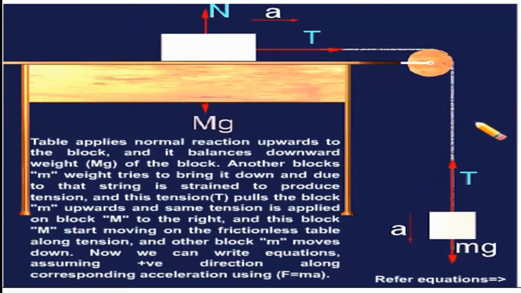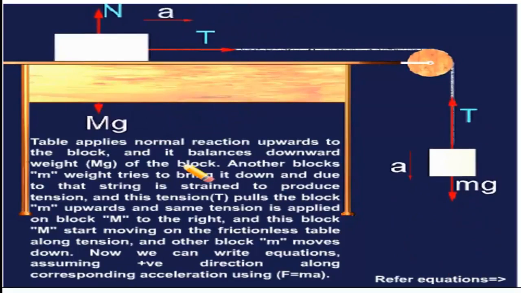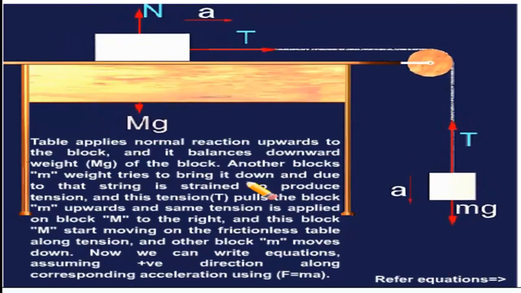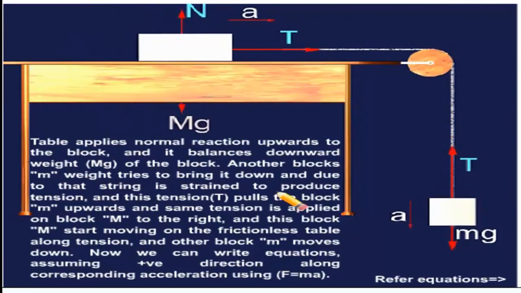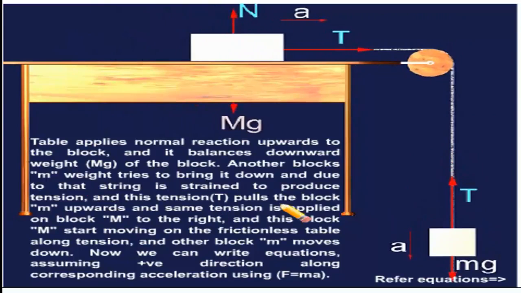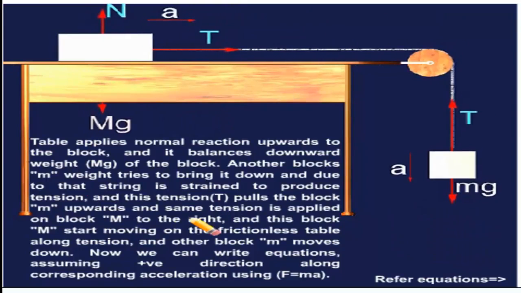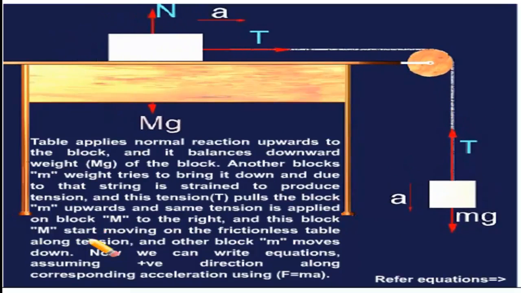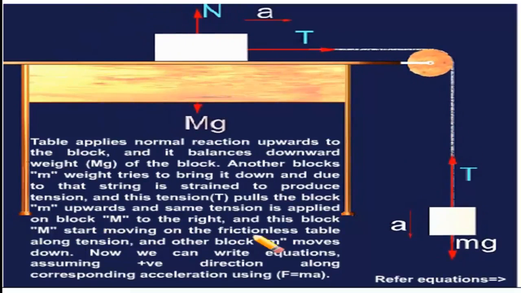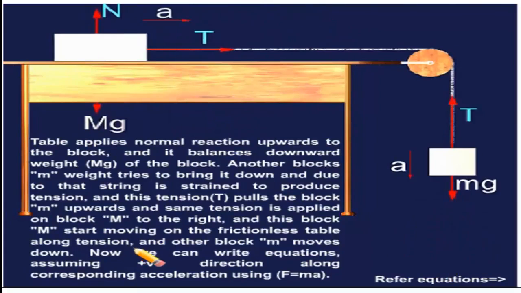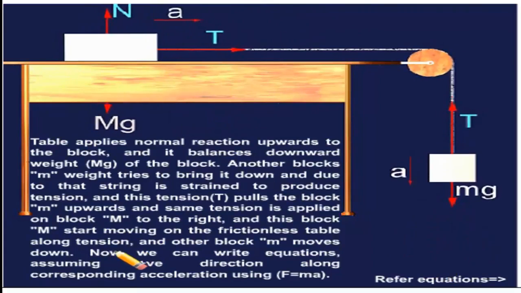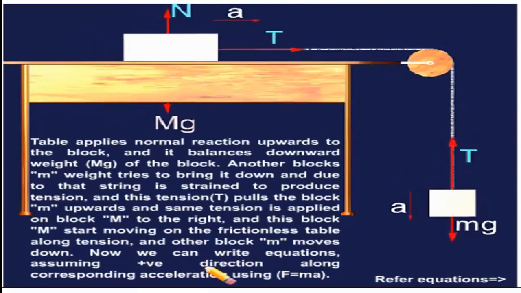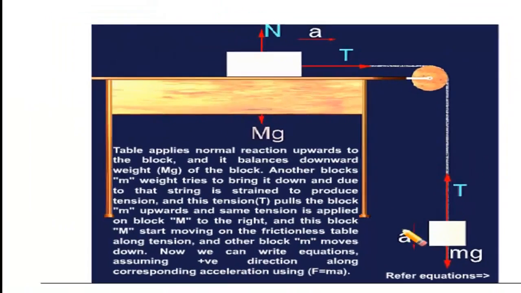The table applies a normal reaction upward, which balances the downward weight Mg. Another block, small m, tries to come down, and due to the string, tension is produced, which pulls block m upward. The same tension is applied on block M to the right, and this block capital M starts moving on the frictionless table along the tension. Another block, small m, moves down. Let us analyze and write the equations, taking the direction of motion as positive.